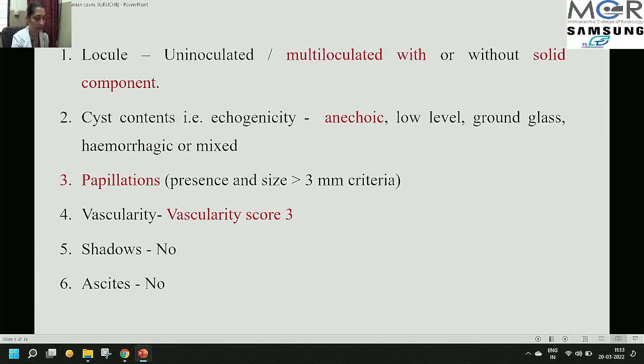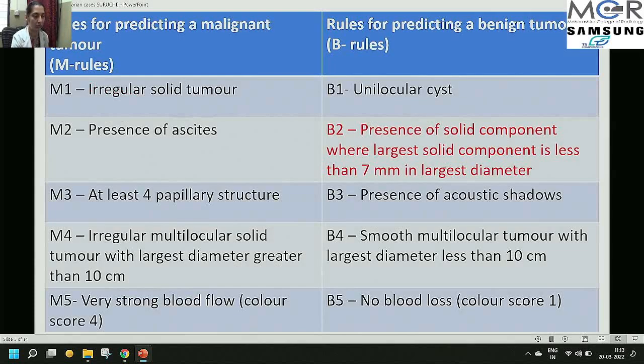There is anechoic cystic component. Few papillations are seen. The vascularity score is 3. No evidence of shadows and no ascites was noted. According to the simple rules, it is categorized as B2, where there is a presence of solid component, with the largest solid component being less than 7 mm in largest diameter.